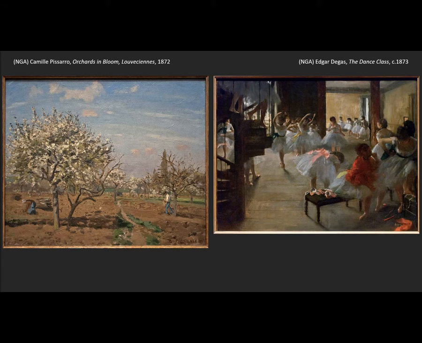Another famous Impressionist was Edgar Degas. Let me catch up with my notes here, make sure I'm not forgetting something.